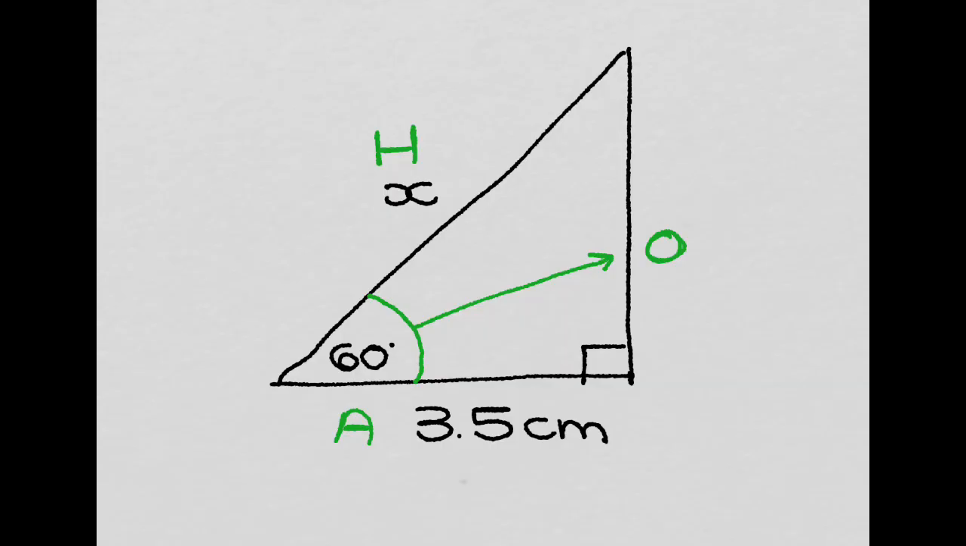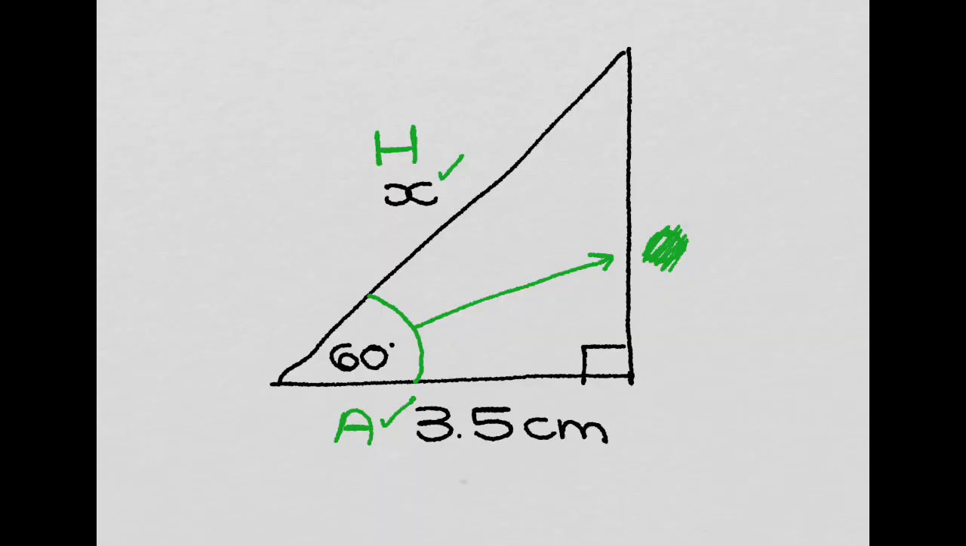Now let's try and decide which rule I'm using. Do I have the value of A? Yes, it's 3.5. Do I have the value of H? Yes, it's X. Do I have the value of O? No, there's nothing there. So which rule uses A and H? Out of your SOH CAH TOA rules, the only rule that uses A and H is cos.